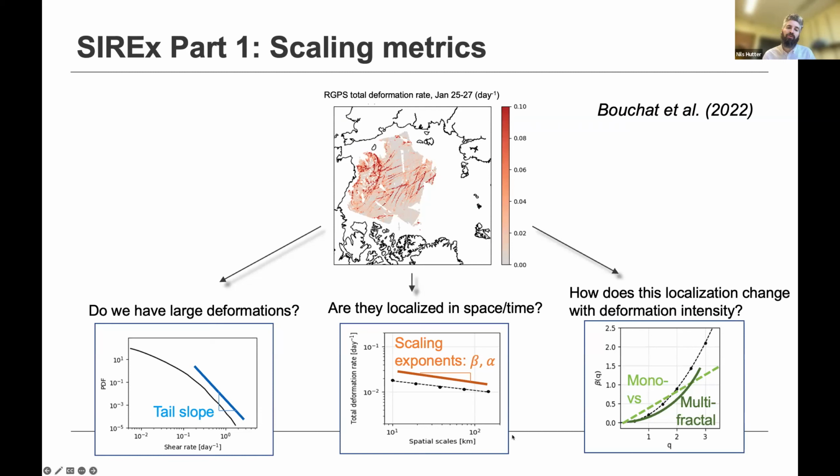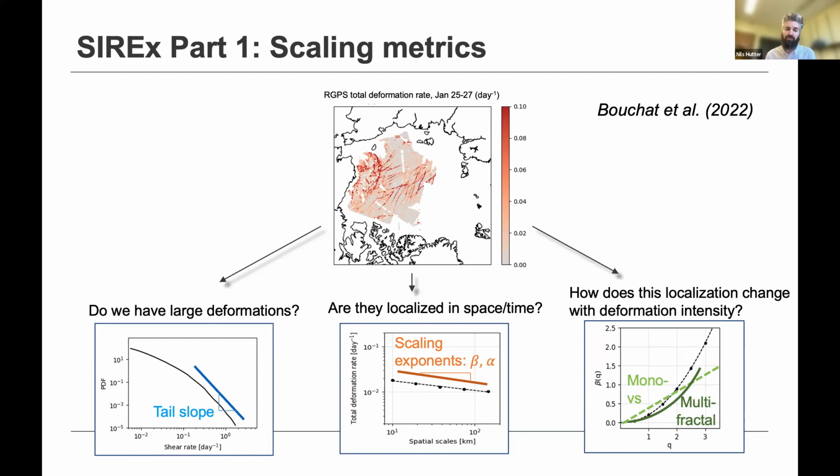The second part would be a spatial and temporal scaling analysis, so computing deformation at different spatial and temporal scales, seeing if we find a power law scaling, and then getting a sense of how localized deformation is in space and time.